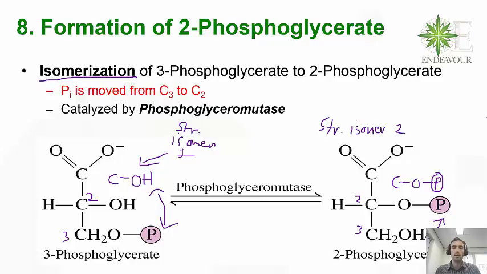So is there any need to add any other atoms or remove any atoms when we do an isomerization reaction? No, there's no need, because all of the atoms that are required to make the product are already in the reactant. All we have to do is move these atoms around to form the new product. So that's what we've done here. We've moved the phosphate onto carbon 2 to create our product.